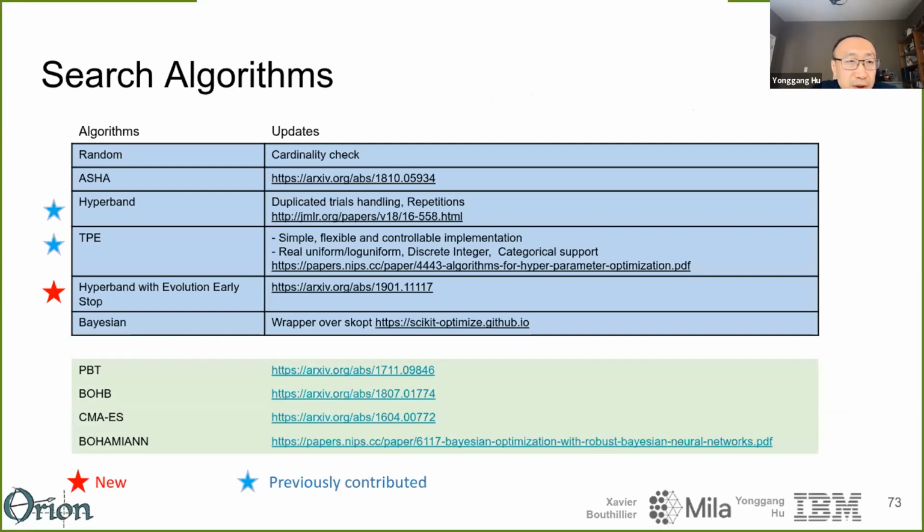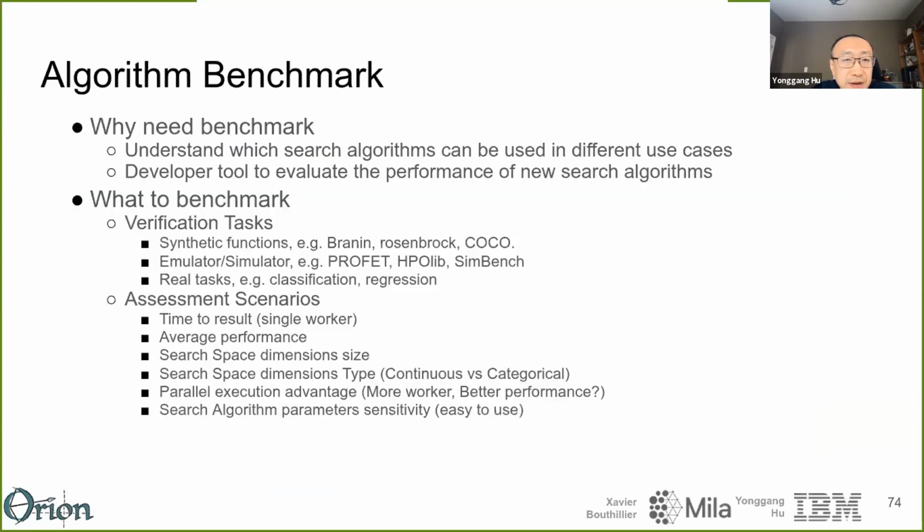We have been working on algorithms and also have contributed quite a few over the past year. Next chart. We are also working on the algorithm benchmark. The motivation for the benchmark is twofold. One is to understand which search algorithm is good or suitable for which scenario or use case. Secondly, we want to create a tool to evaluate new search algorithms.